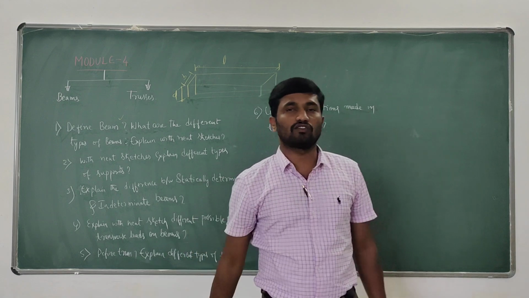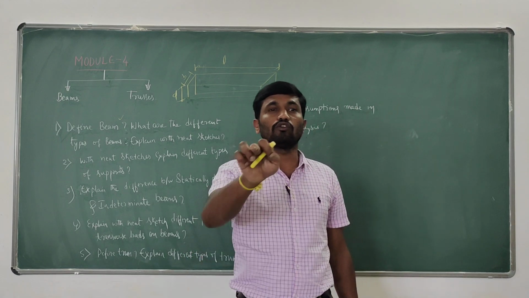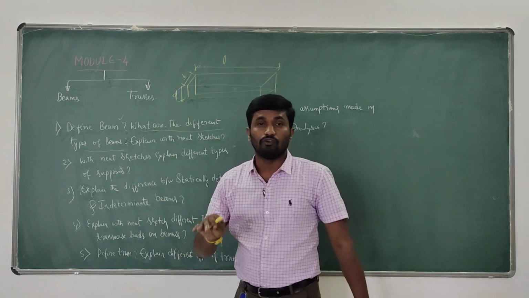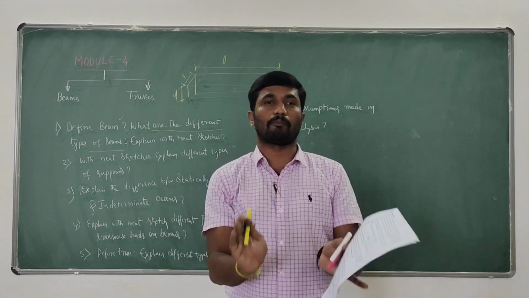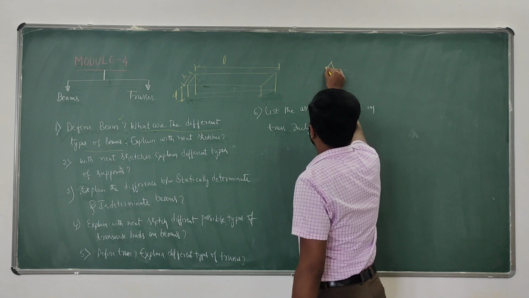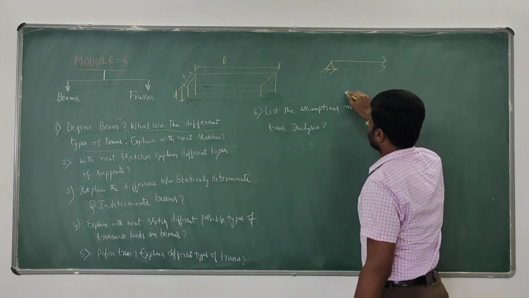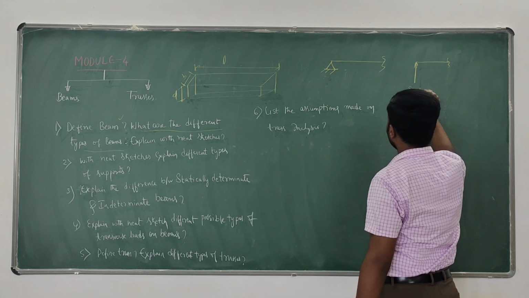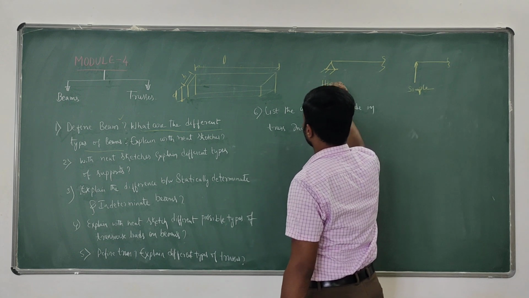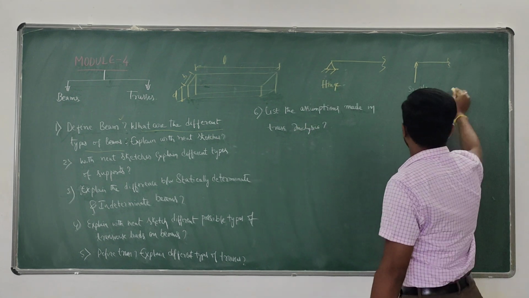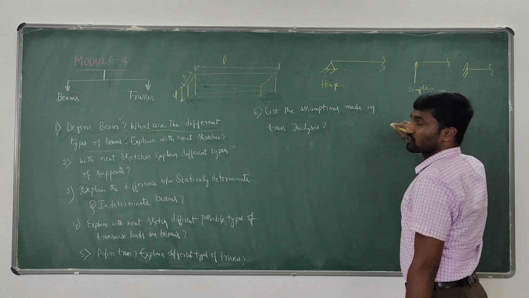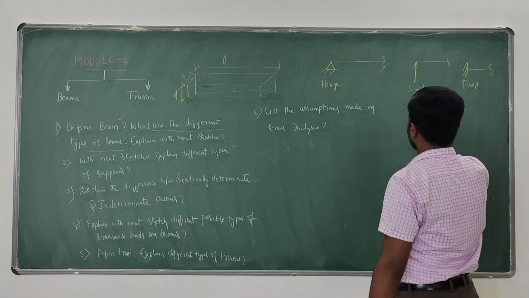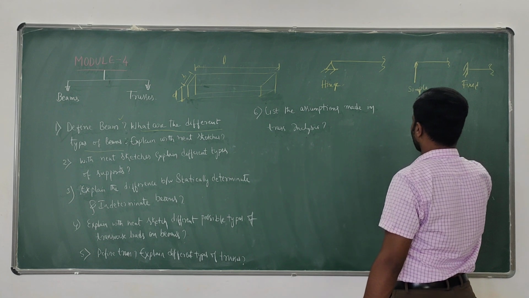What are the different types of beams? Depending on support conditions the beams are classified, and also with respect to the equilibrium condition. To justify this answer, we must know the different kinds of supports. Any beam rests on supports. This is called simple support. This is called hinge support. And this is called fixed support. And one more we have, called roller support.